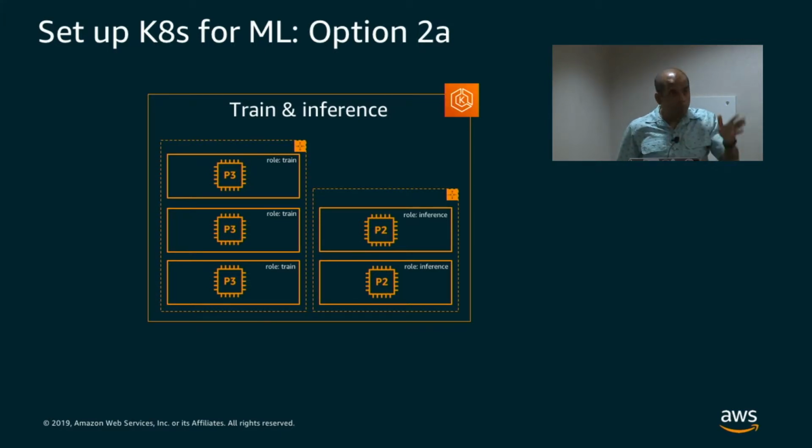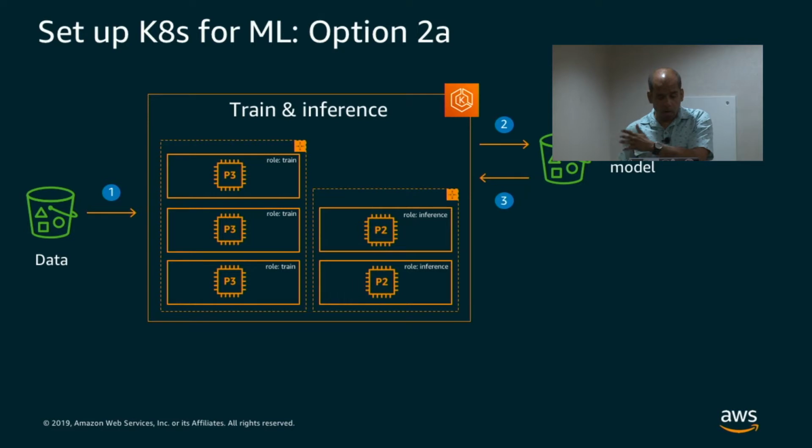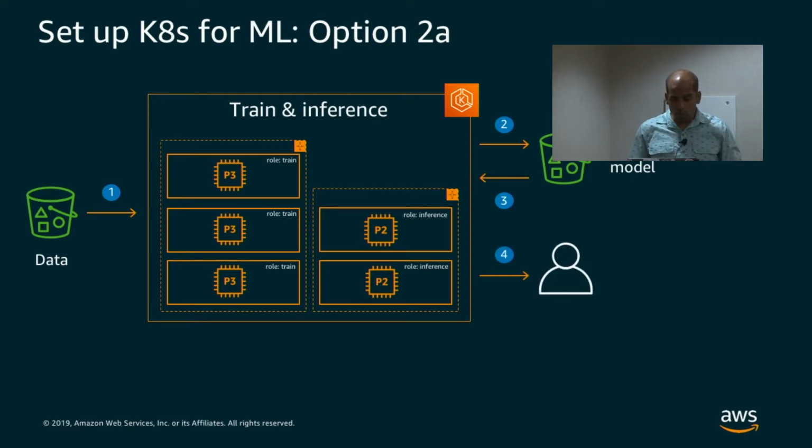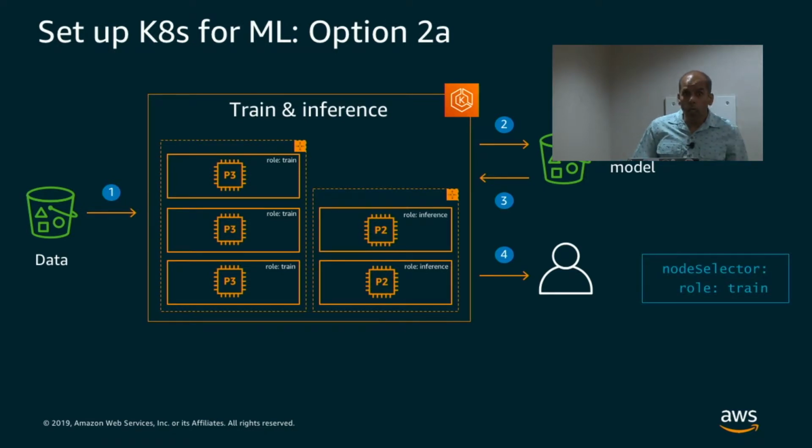The overall model stays pretty much the same. You take the data from the S3 bucket, feed it, generate the trained model, feed it back, do the inference, and then that's the end result that the customer sees. But now the way you deploy the job, because at the end of the day, these are pods running that are going to do the training for you.